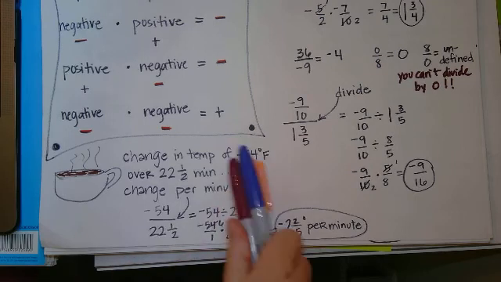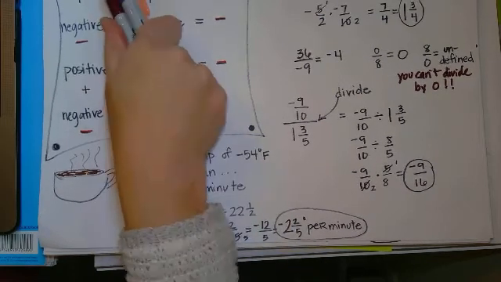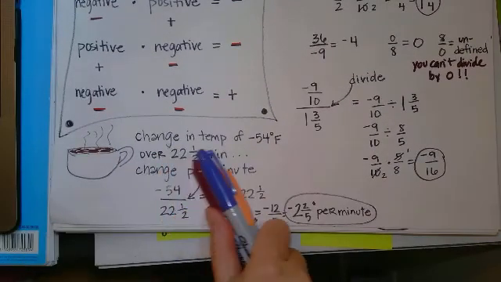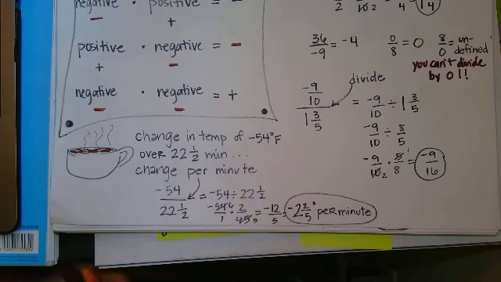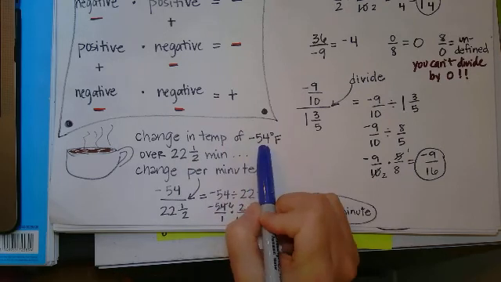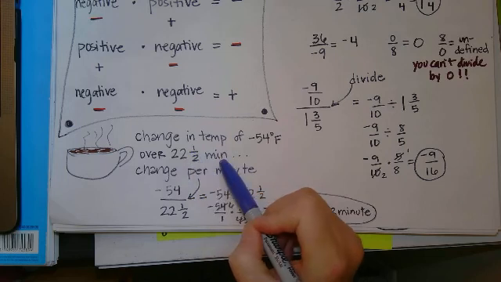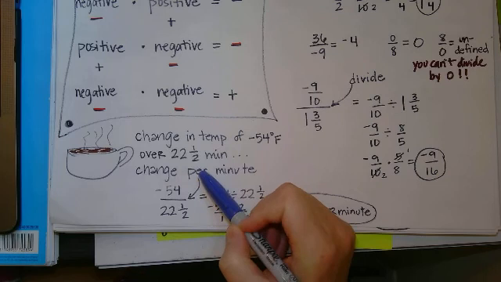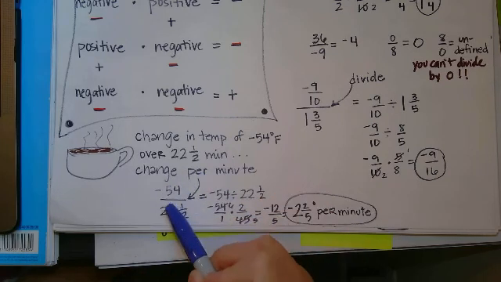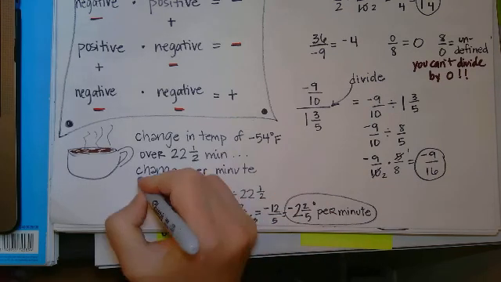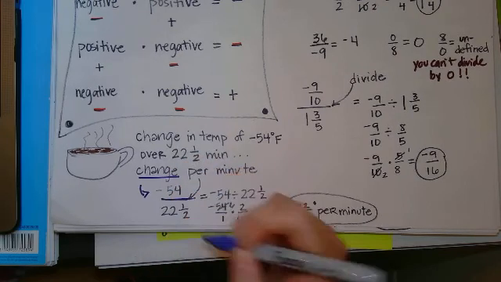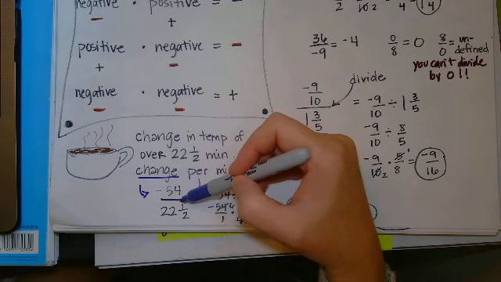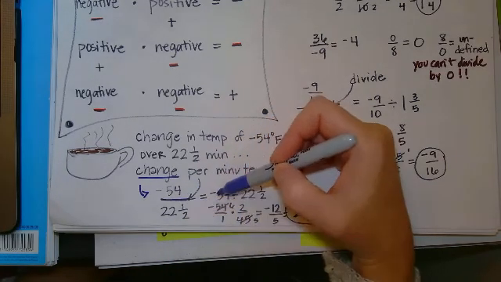And then lastly, here is a type of problem you might see in those sections, 1.7, 1.8, and 1.9. A problem like this. So we're looking at a change in temperature of negative 54 degrees. That means the temperature dropped 54 degrees over a 22.5 minute period. So we want to figure out what's the change per minute. This is a division problem. We're going to want to divide the change by the minutes because we want to know change per minute. So we're going to take negative 54 divided by 22.5.